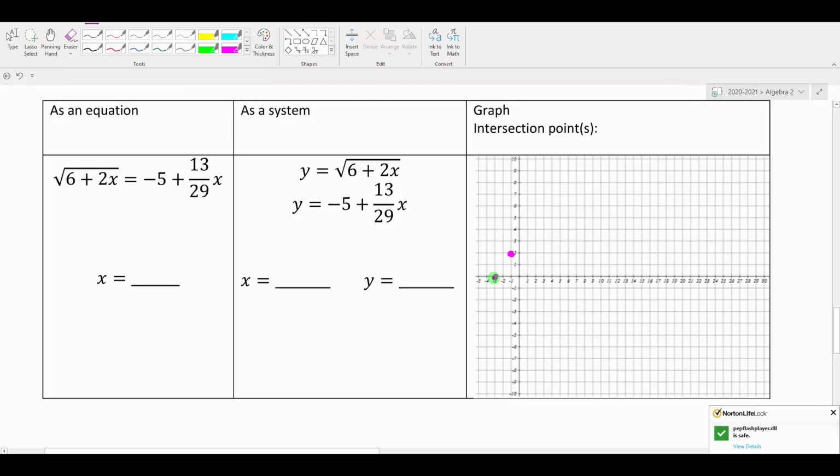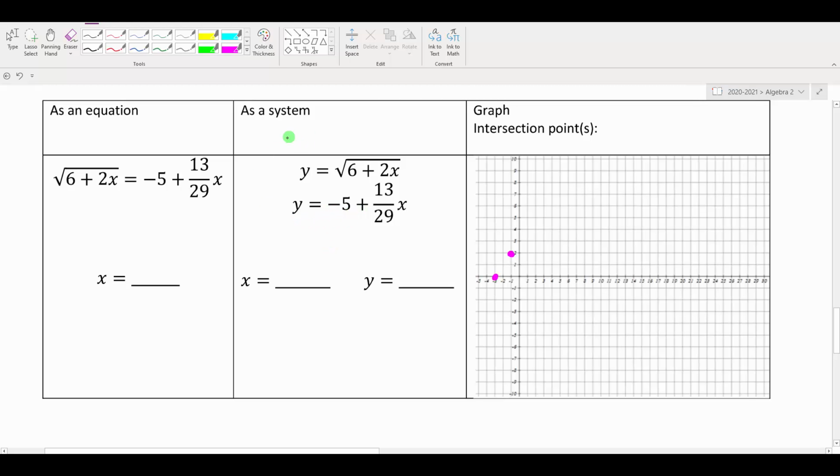And then once you click this point and then you click this point, MyOpenMath will set the rest of the curve for you. All right, so you just got to get 2 points to graph that thing successfully. Now the second function here, the -5 plus 13 over 29, I'm going to show you how to do that using a little slope-intercept form, okay?